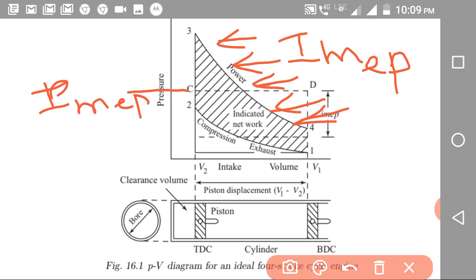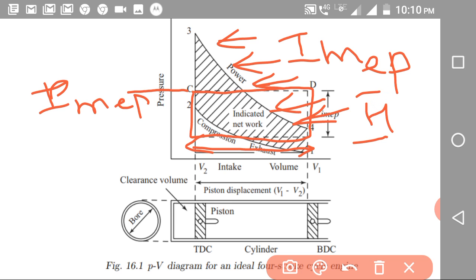So we can convert area 1, 2, 3, 4 into area ABCD. This area ABCD is equivalent to area 1, 2, 3, 4. This is a PV diagram drawn by the indicator diagram. So we can say this is the length of the indicator diagram, and this is the height of the indicator diagram.